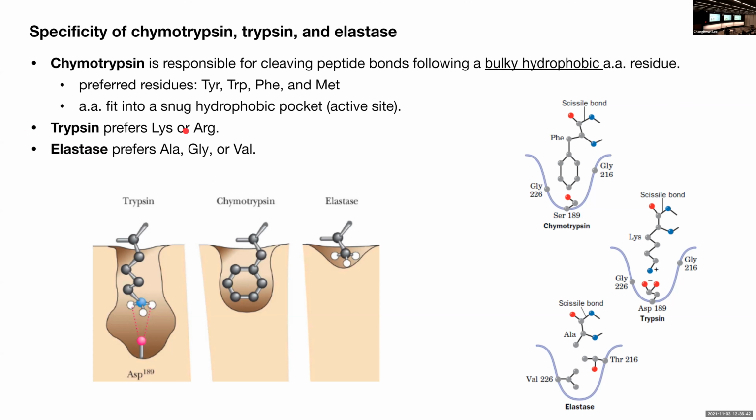Trypsin prefers lysines and arginines, and here's the shape of the active site of trypsin. And what are the common features of lysines and arginines? Lysine K, arginine R. Do they have a common feature? Exactly. So they're basic, right? Basic amino acids, or amino acids with basic side chains. So they have a positive charge.